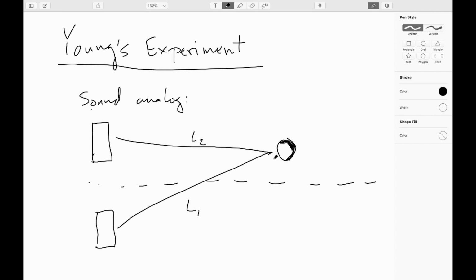On the other hand, if you notice that this is a bright spot here, then you'd say, oh hey, this may be because the difference between L1 and L2 is either 0 wavelengths, 1, 2, 3. In either case, you have had crest meeting crest and trough meeting trough to have constructive interference. So just as a reminder here, our rule for constructive interference is that the absolute value of L1 minus L2 is equal to some integer times the wavelength.